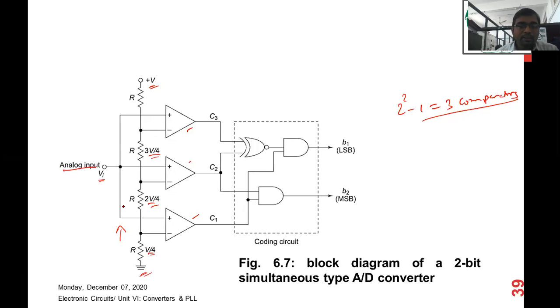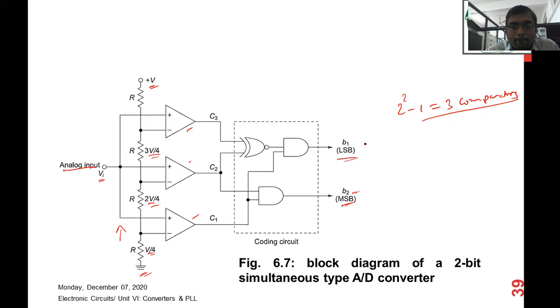Now the outputs of the comparators are given to the logic gates. The output of the comparators C2 and C3 is given directly to the XNOR gate input, and the comparator C1 and C2 output is given to the AND gate input. Then further, the XNOR gate output is given to another AND gate. The second input to this AND gate is coming from the input of the first AND gate. In this way, we convert or generate the 2-bit output, where B2 is the MSB and B1 is the LSB.